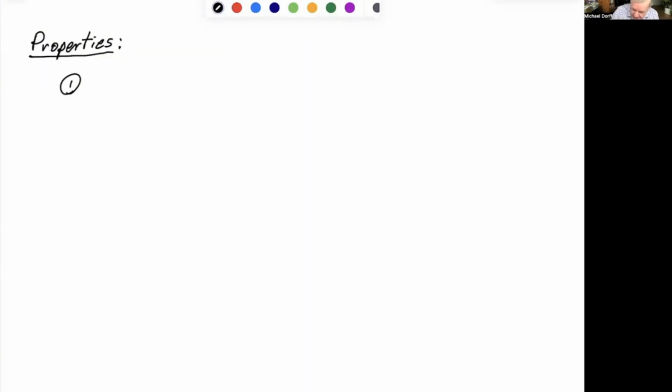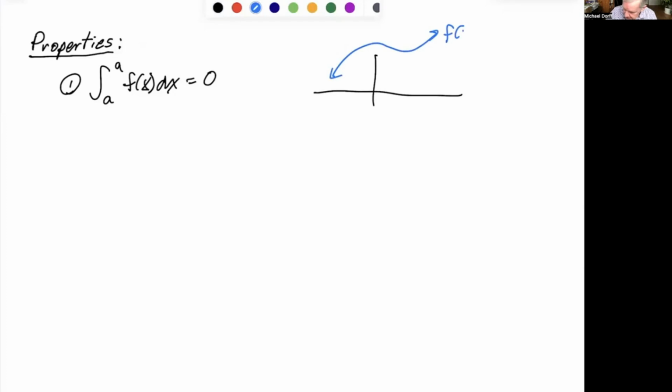Well, first of all, the integral from a to a of f of x dx is going to equal 0. Maybe that makes sense here. If I have my curve, here's my f of x, and here's x equals a. So I want to find the area under that curve where the base of the rectangle is from a to a. In other words, we've got this little rectangle here. The length of that base is 0. No matter what the height is, if the base is 0, then the area of that rectangle is going to be 0. So if I have an integral from a to a of f of x dx, it's going to equal 0.